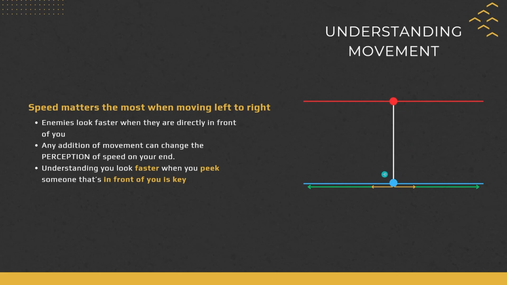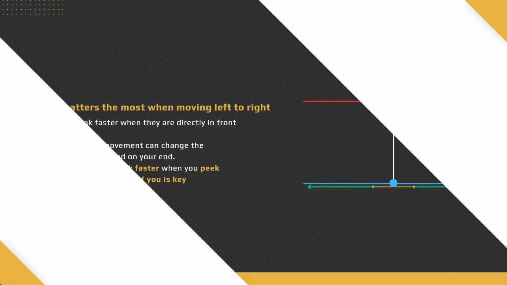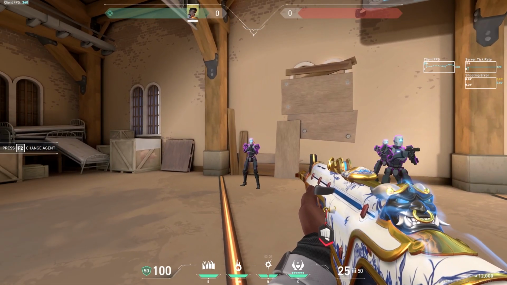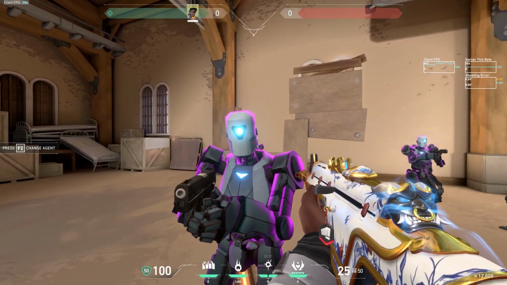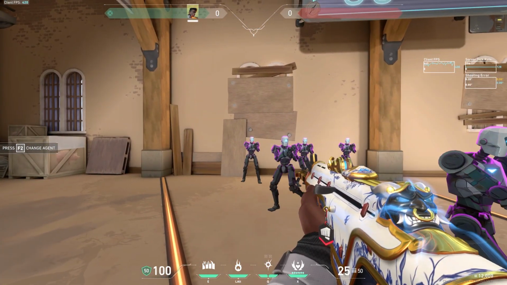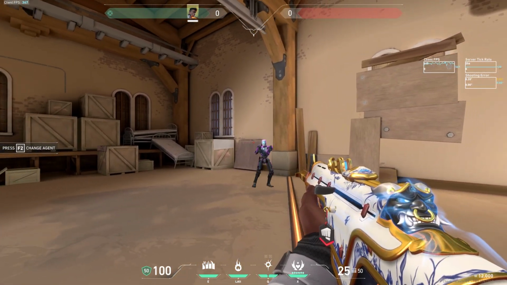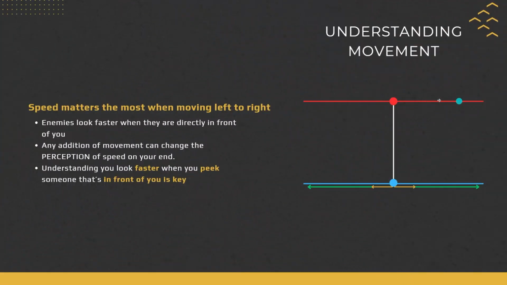And in order for you to have the most advantages when you're moving and you're peeking an opponent, you always have to be directly in front of them. The perception of movement in the game is directly affected by which angle you're looking at an opponent. So let's say, for example, I am looking at this opponent right here, and I want you to picture an opponent as this little eye right here.